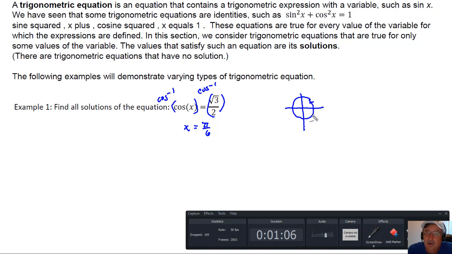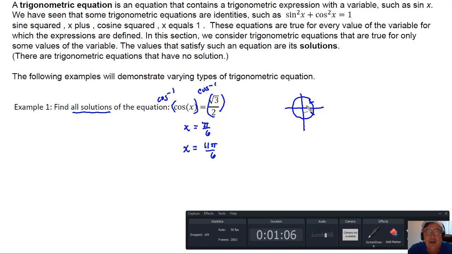But the other angle that your calculator won't give you, and this is why it's so important to know your unit circle, is the angle at which the cosine of x is also the square root of 3 over 2, which I hope you know is 11 pi over 6.